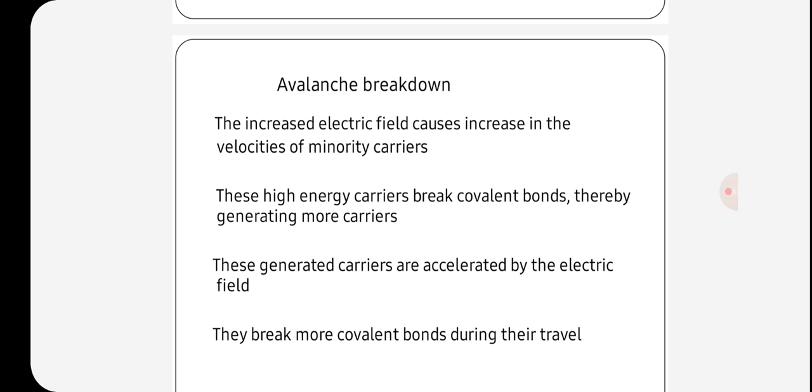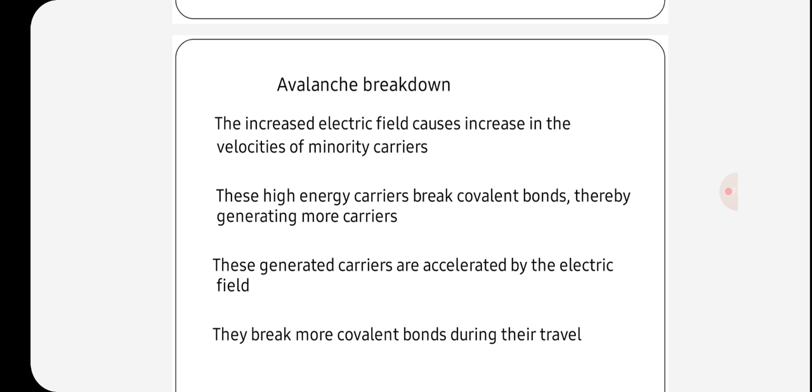The free electrons moving at a high speed will collide with the atoms and knock off more electrons. These electrons are again accelerated and collide with other atoms. Because of this continuous collision with the atoms, a large number of free electrons are generated. As a result, electric current in the diode increases rapidly. This sudden increase in electric current may permanently destroy the normal diode.